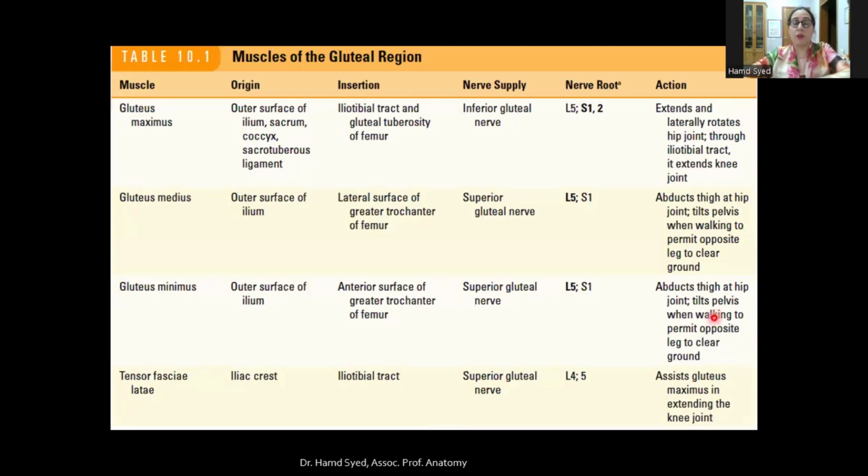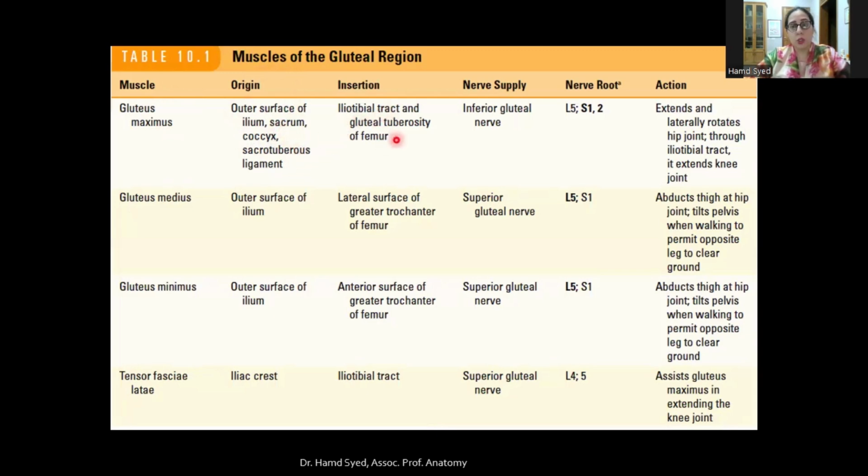Now, superficial muscles of the gluteal region, we're going to look at them first. Let's look at a summary of their attachments and their actions with nerve supply. Let's talk about the gluteus maximus first. The word maximus itself shows this is a large muscle, and this is a very prominent muscle, responsible for the prominence of the gluteal region. If we look at its origin, it's from the outer surface of the ilium as well as the sacrum, coccyx, and sacrotuberous ligament.